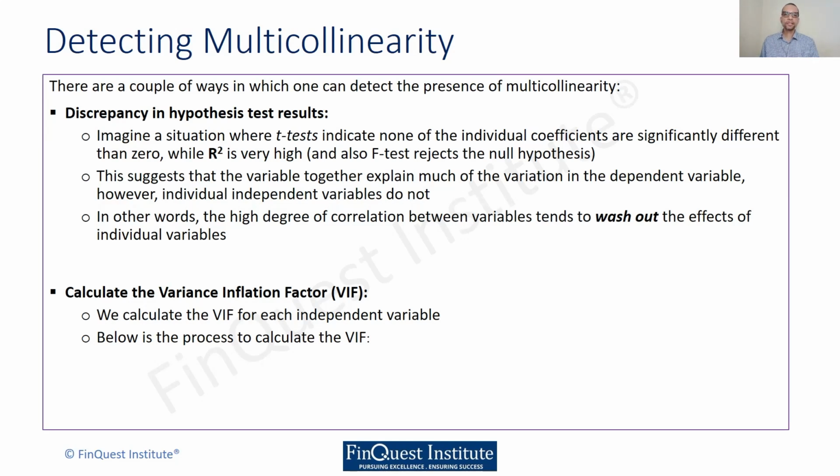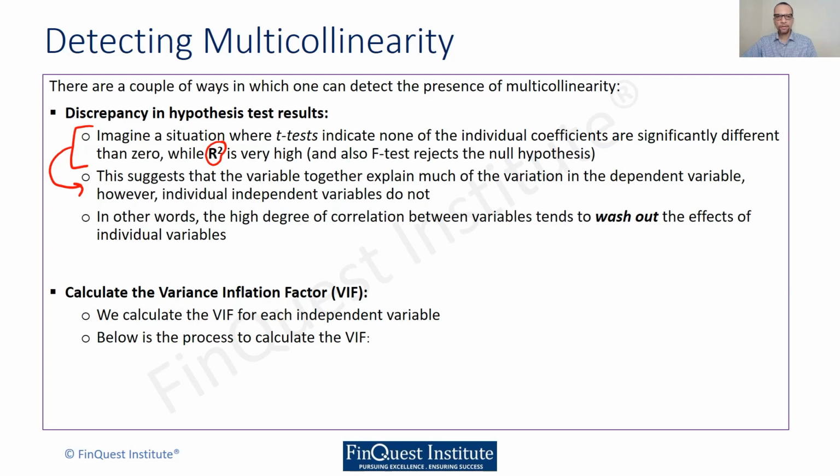Now, a couple of popular ways in which multicollinearity can be detected. So one is discrepancy in hypothesis test results. Let's say we have a situation whereby t-tests indicate that none of our independent variables individually are significantly different from zero. However, let's say the r squared, which is our coefficient of determination, is very, very high. And also, let's say the f test rejects the null hypothesis. So how exactly do we interpret this kind of a scenario?